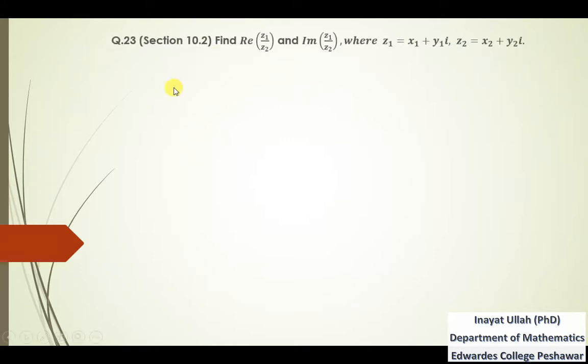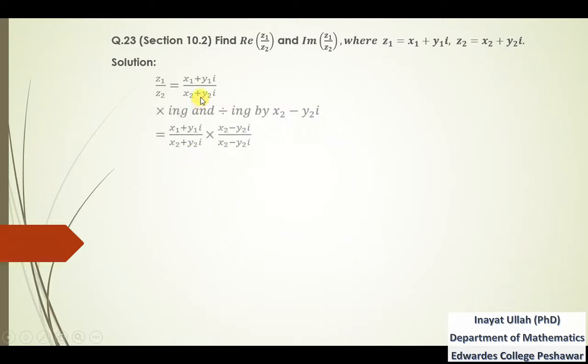Now that is the same question. We need to find the real part of the quotient of z1 and z2 and the imaginary part of the quotient of z1 and z2, where z1 is this number and z2 is this number. First of all, we need to find z1 by z2. z1 by z2 means this divided by that. Now simplifying this, multiplying and dividing by the conjugate of the denominator, that is the same process.